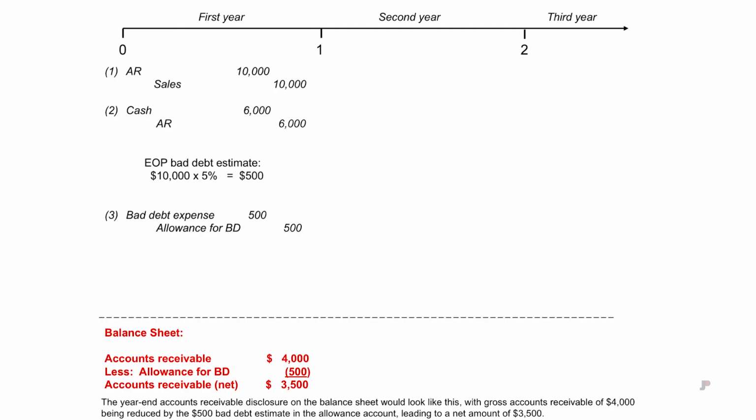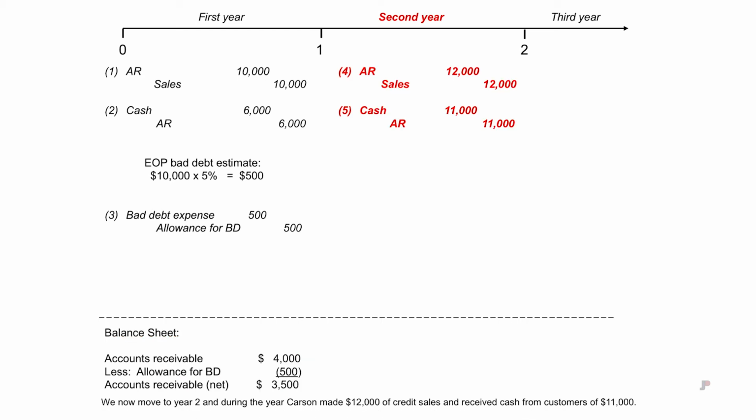The year-end accounts receivable disclosure on the balance sheet would look like this, with gross accounts receivable of $4,000 being reduced by the $500 bad debt estimate in the allowance account, leading to a net amount of $3,500. We now move to year 2, and during the year Carson made $12,000 of credit sales and received cash from customers of $11,000.